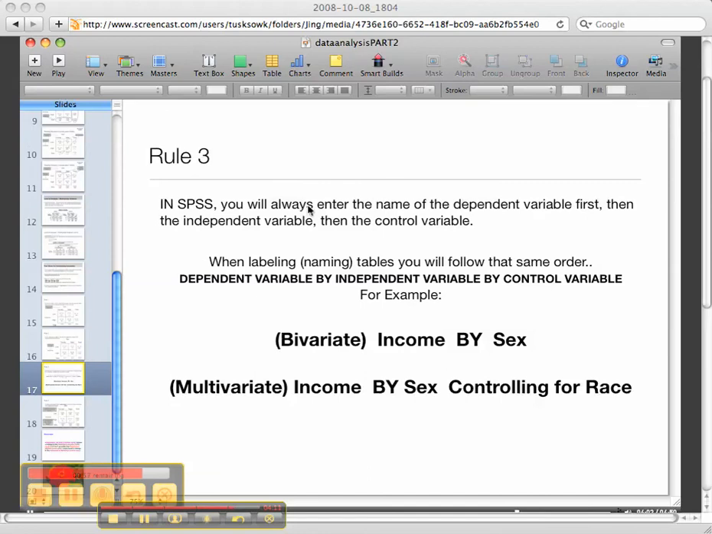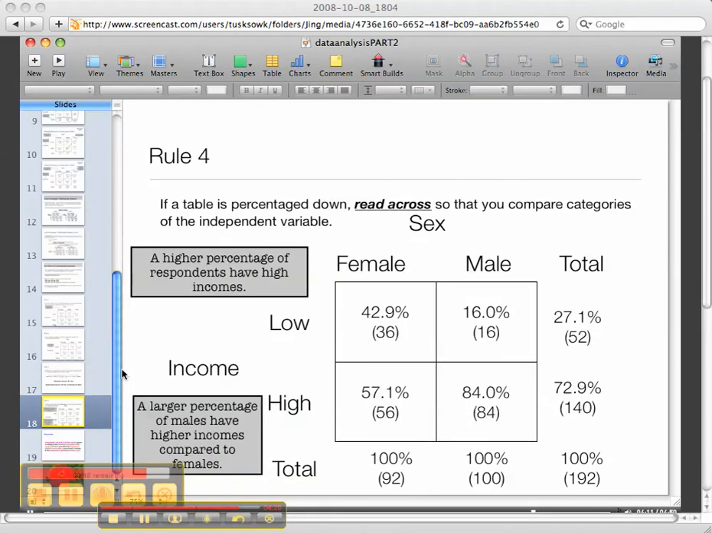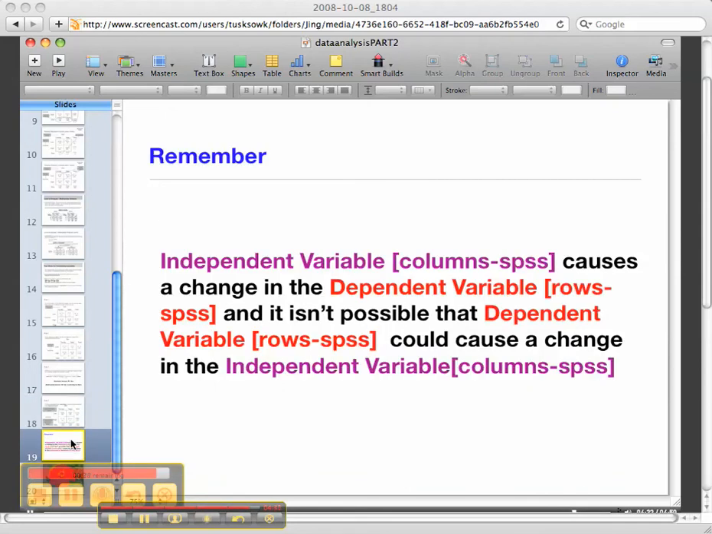And in SPSS, always enter the name of the dependent variable first, then the independent variable, then the control variable. And if a table is percentage down, read across so that you can compare categories of the independent variable. In this case, a higher percentage of respondents have high incomes, or a larger percentage of males have higher incomes compared to females. And believe it or not, that's all there is to reading bivariate, multivariate tables.